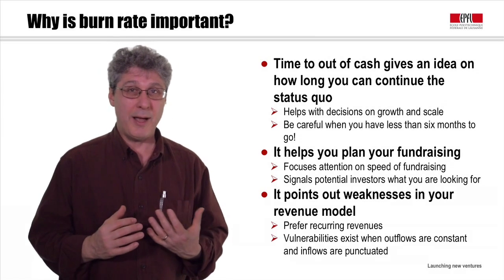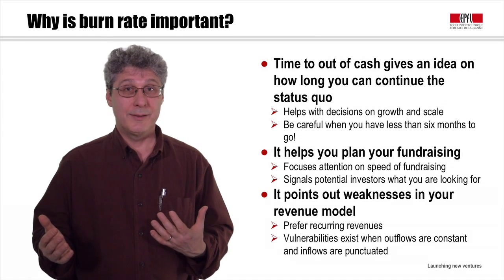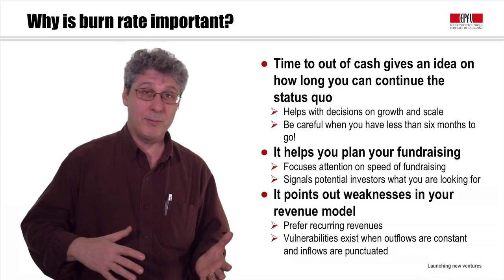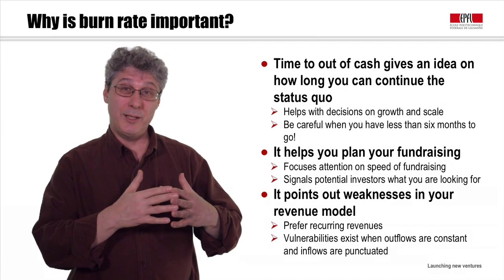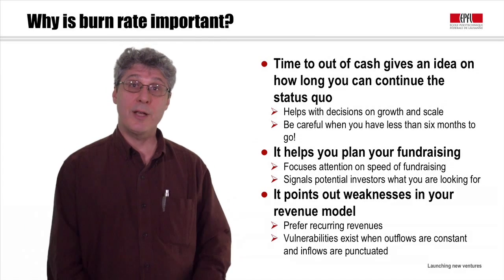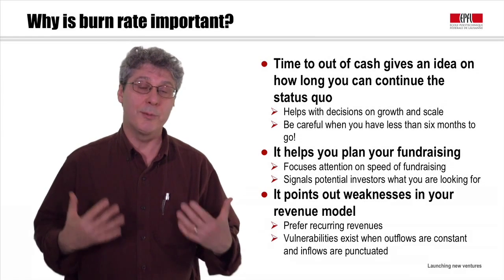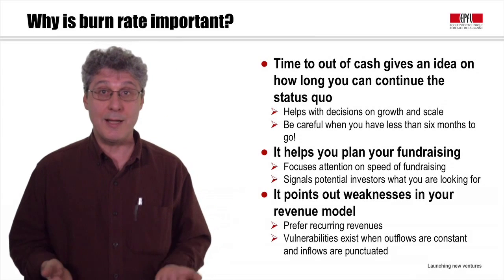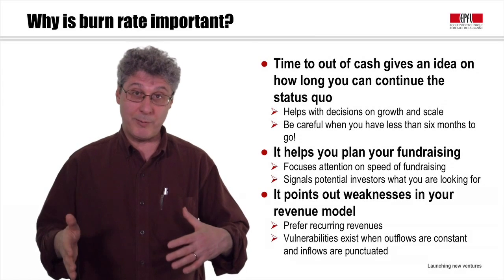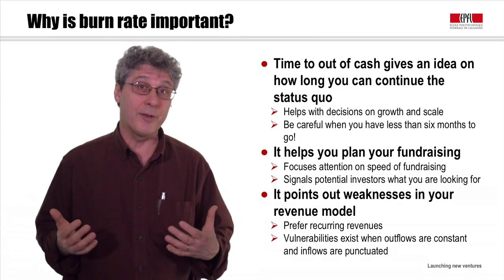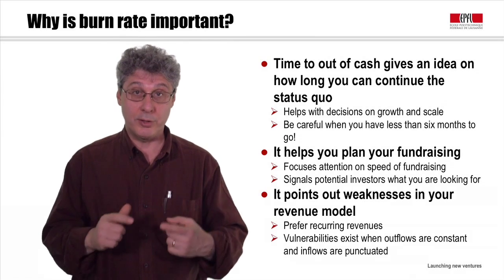So if you have revenues that come in only every once in a while, and something happens between now and the next time your revenues come in, you could end up getting into a position where you are out of cash faster than you thought you were going to be. So vulnerabilities exist when your outflows are constant, which is usually the case because you're usually spending money on salaries. And when your outflows are constant and your inflows are punctuated, so only every once in a while do you actually get an inflow, you have a vulnerability there that you might run out of cash before your next inflow. Let's look at a little example of that.